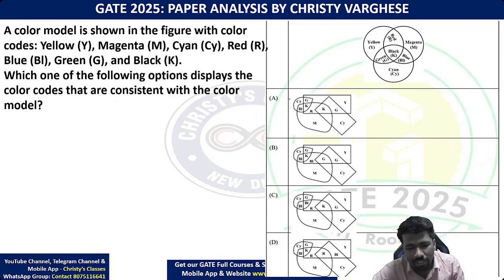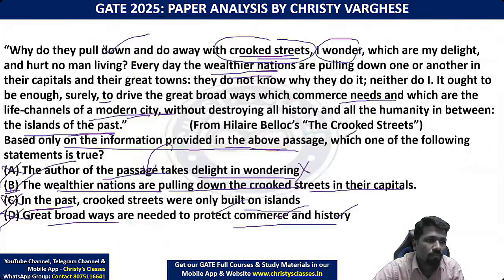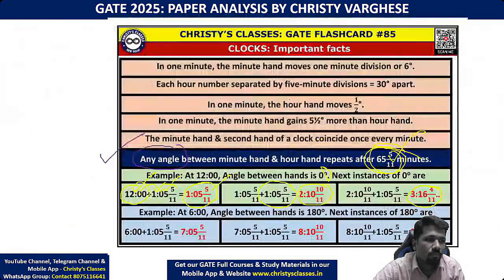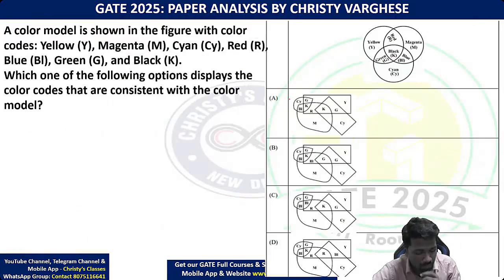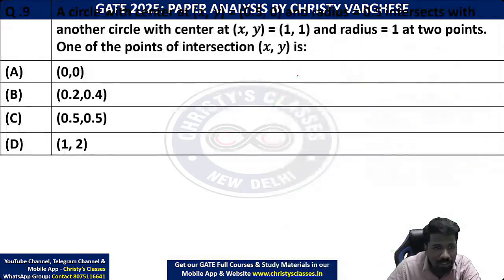Yeah, you can try it. Option A will be the answer. In the Venn diagram chapter, we will discuss this question in detail.